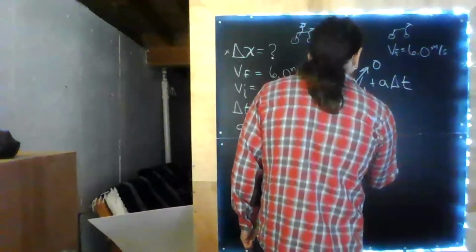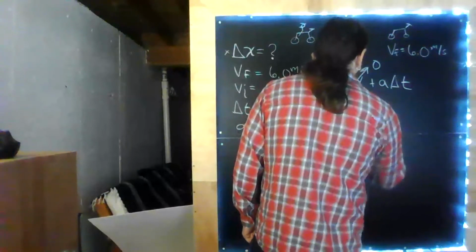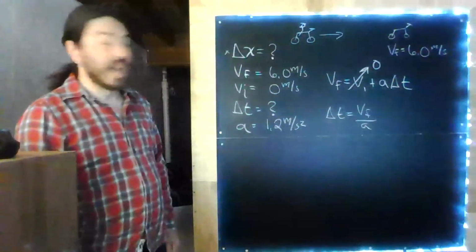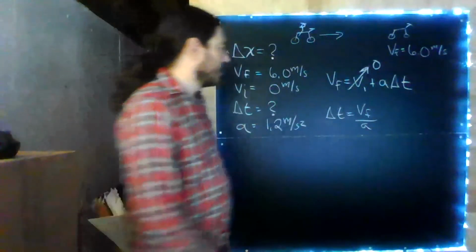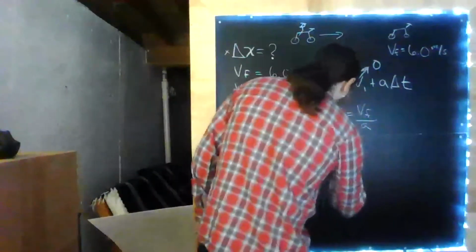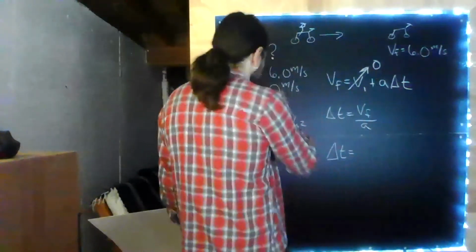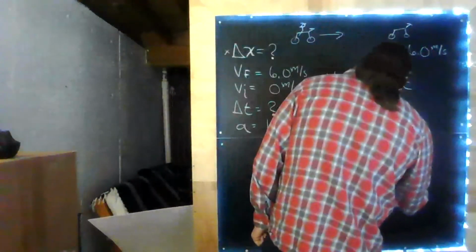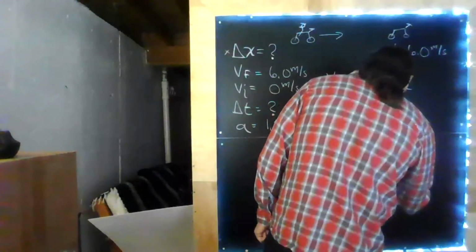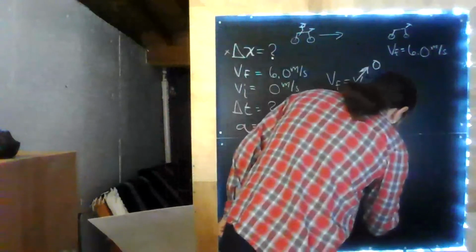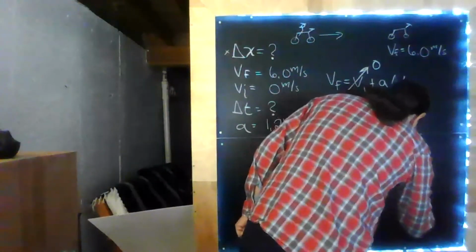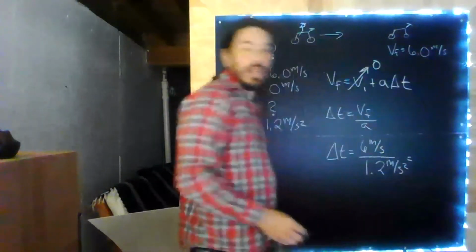So we have delta t is equal to v final divided by a. Notice I have v final and I have a, so at this point I can just plug in. Delta t equals v final, 6 meters per second, divided by 1.2 meters per second squared. And that equals 5 seconds.